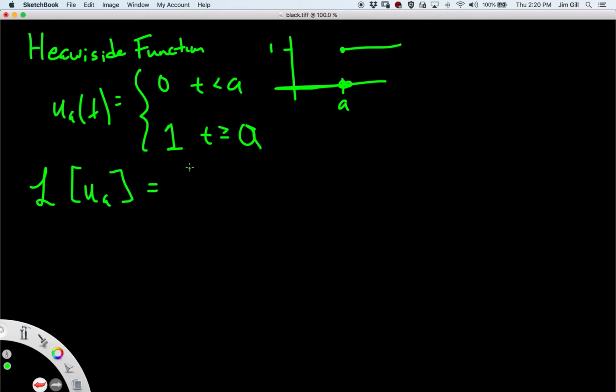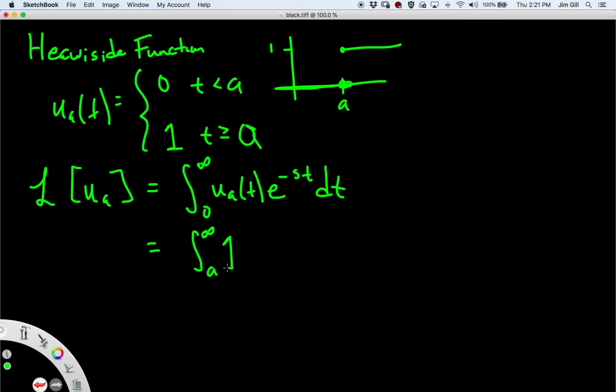And we'll go to the definition of the Laplace transform. It's the integral from 0 to infinity of the function of t times e to the minus st dt. All right. Now, when t is between 0 and a, the Heaviside function is nothing. So really, this is only the integral from a to infinity, and from a to infinity, the Heaviside function is equal to 1. So we're really integrating 1 from a to infinity times e to the minus st dt.